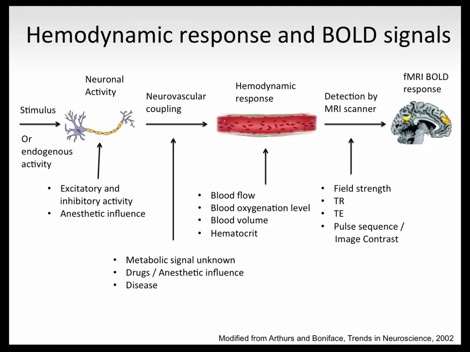To summarize what I was just talking about, if you give somebody a stimulus and you want to look at the neuronal activity, you've got the various things that are affecting each of the components of the signal chain. And we're really interested in measuring the blood flow, oxygenation level, volume, hematocrit, and the things that we're going to be talking about mainly are here. These are the things that we can manipulate when we're at the scanner doing an fMRI scan: the field strength, the TR, the TE, and the pulse sequence and image contrast.